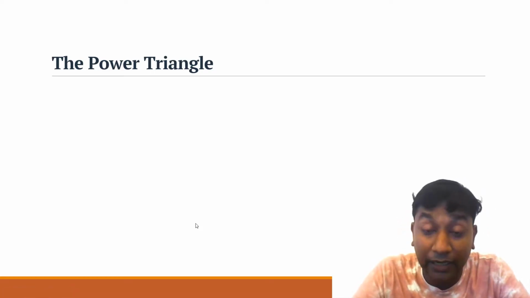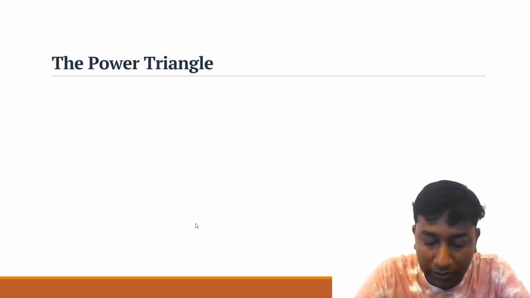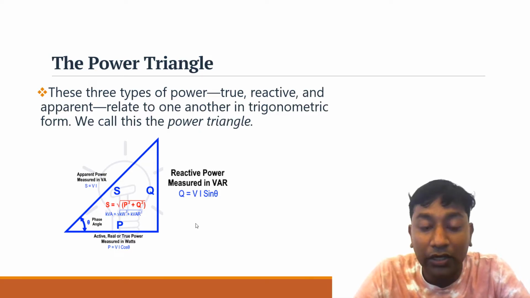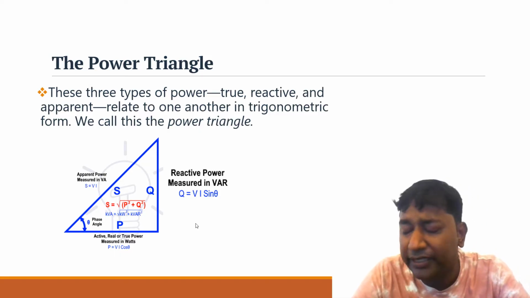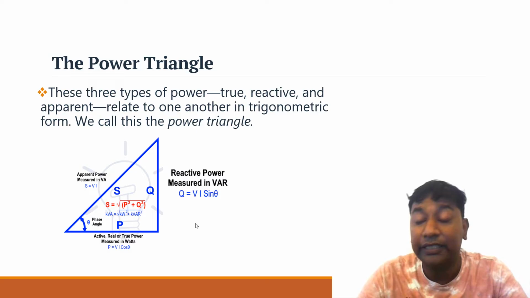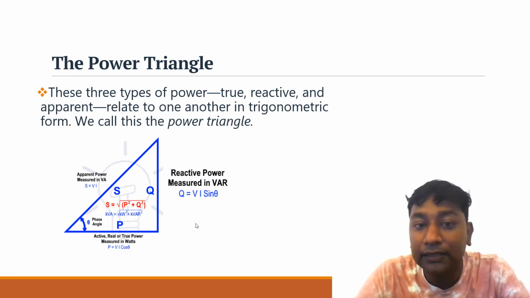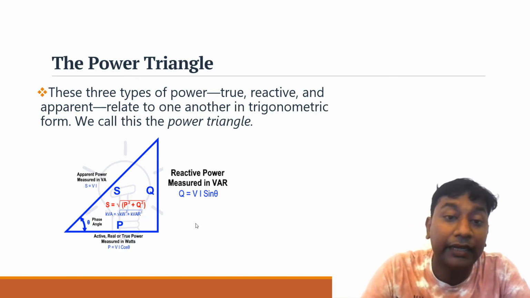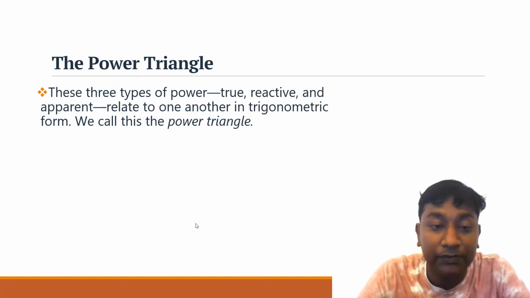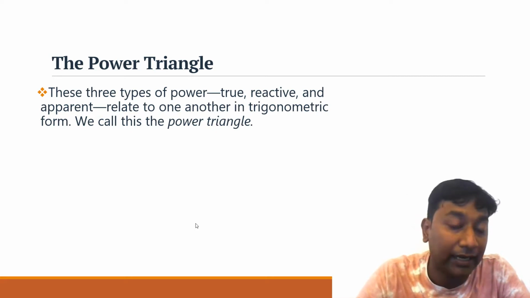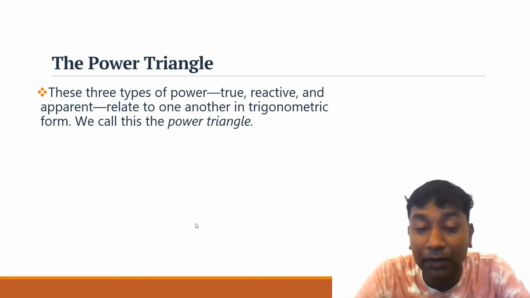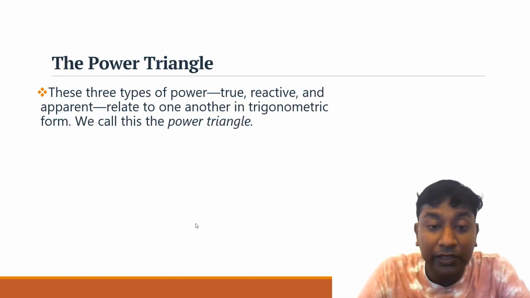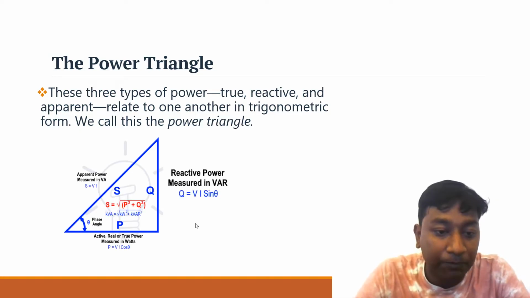Those powers are real power or true power, apparent power, and another one called reactive power. So basically there are three types of power. They are related to one another and they form a trigonometric form. This is called a power triangle. Whenever you see this particular triangle of power, there are basically three types.